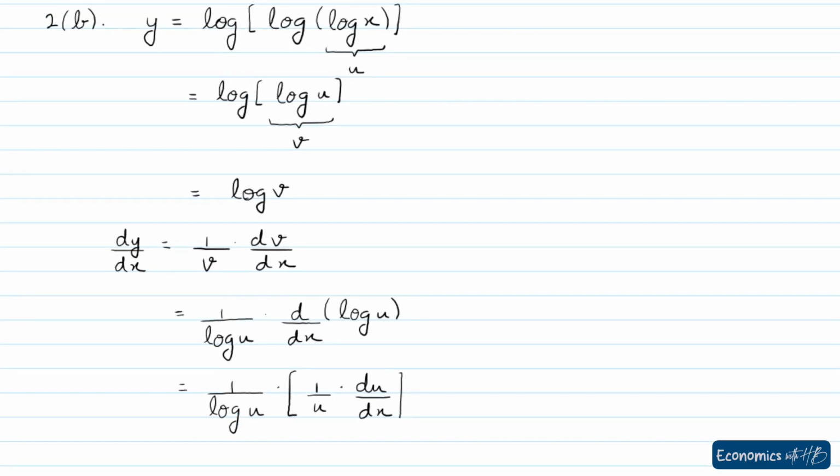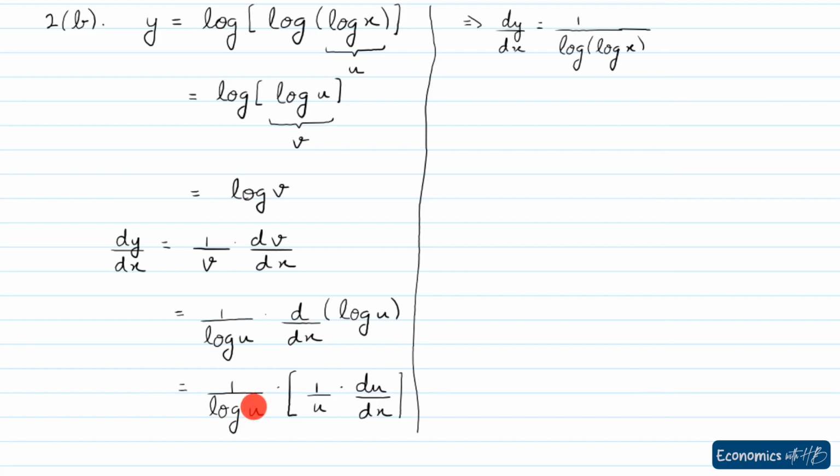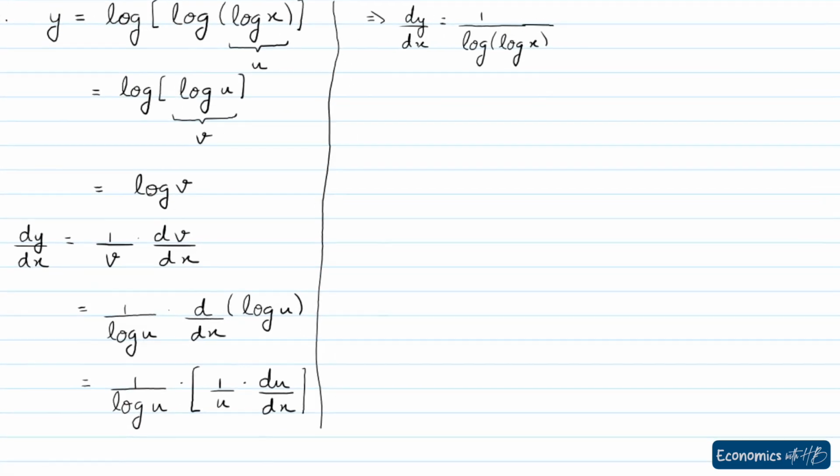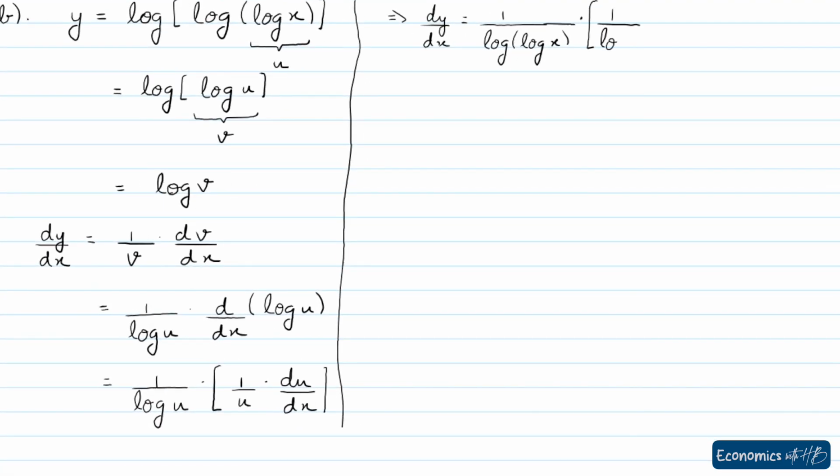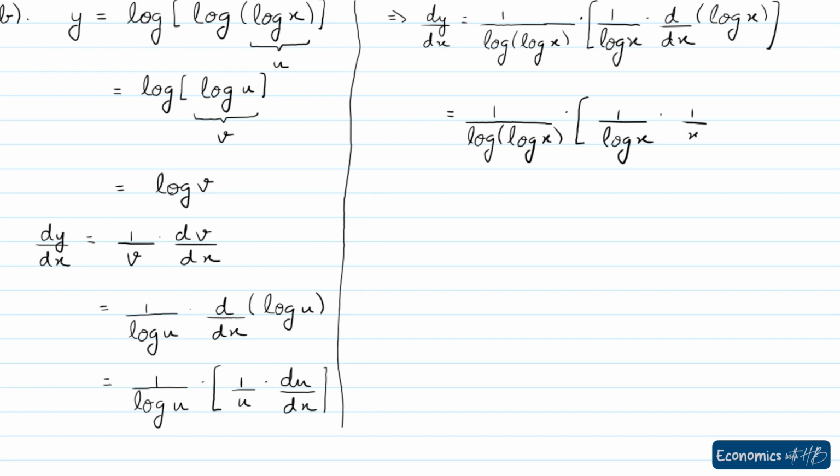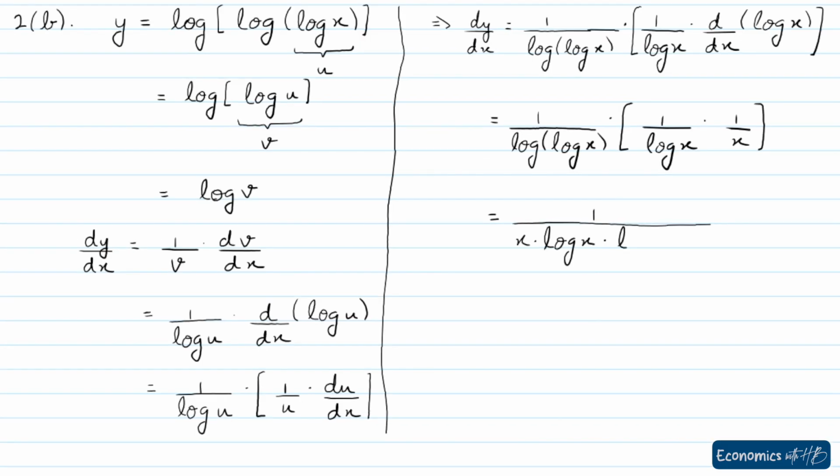Substitute the value of u here, 1 by log of log x into, write the value of u, 1 by log x into d by dx of log x. So we get 1 by log of log x into 1 by log x into 1 by x, because d by dx of log x is 1 by x. Finally we get 1 by x log x into log of log x. This is the answer.